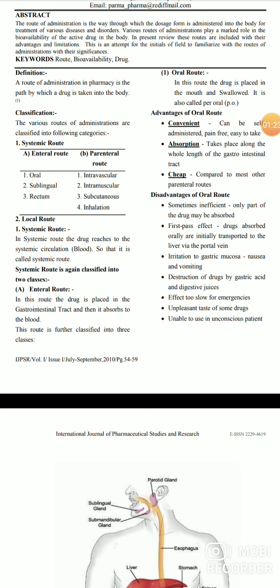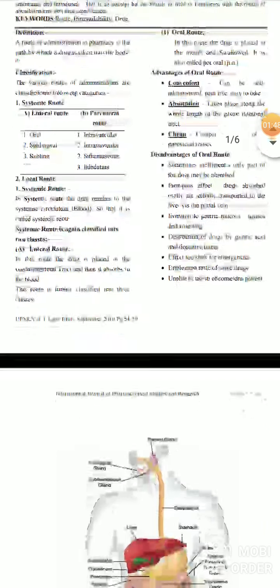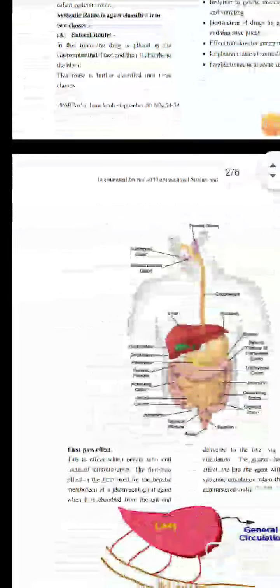But some of the disadvantages of the oral route are that sometimes a drug is insufficiently absorbed, the first pass effect, irritation to the gastric mucosa, destruction of the drug by gastric acid and digestive juices, and the effect is too slow for emergencies. In an emergency, we would go for a parenteral route. Also, there is the unpleasant taste of some drugs, and it cannot be used in an unconscious patient.